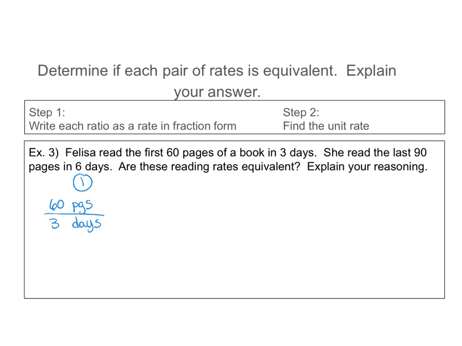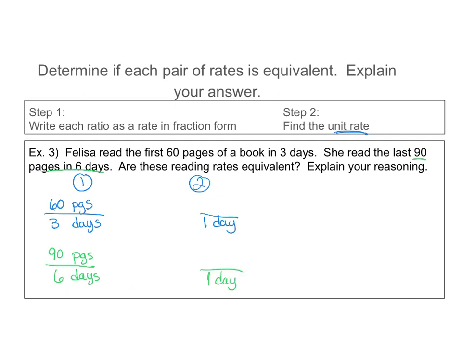And then I'm going to write 90 pages in 6 days. So 90 pages in 6 days. So my second step is to find the unit rate. Okay, so that means I need to get, instead of 3 days, 1 day on the bottom. And then same thing over here, I need to get 1 day.